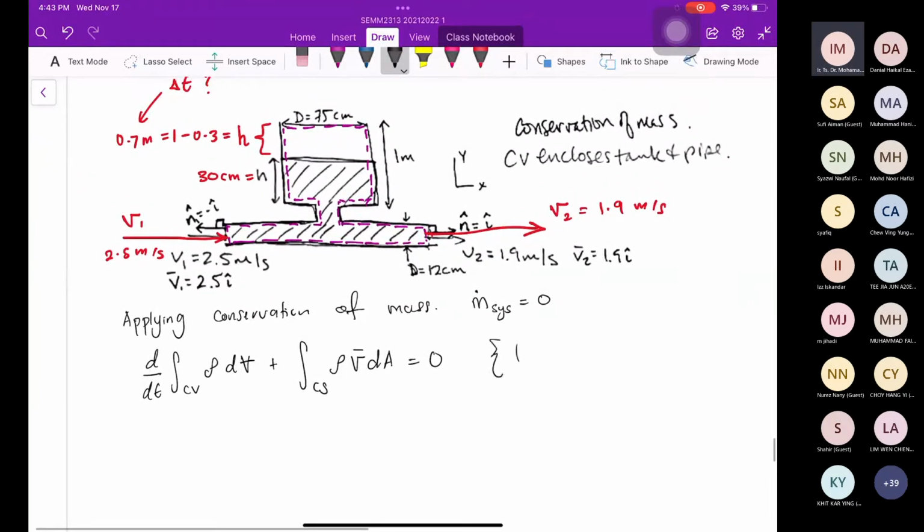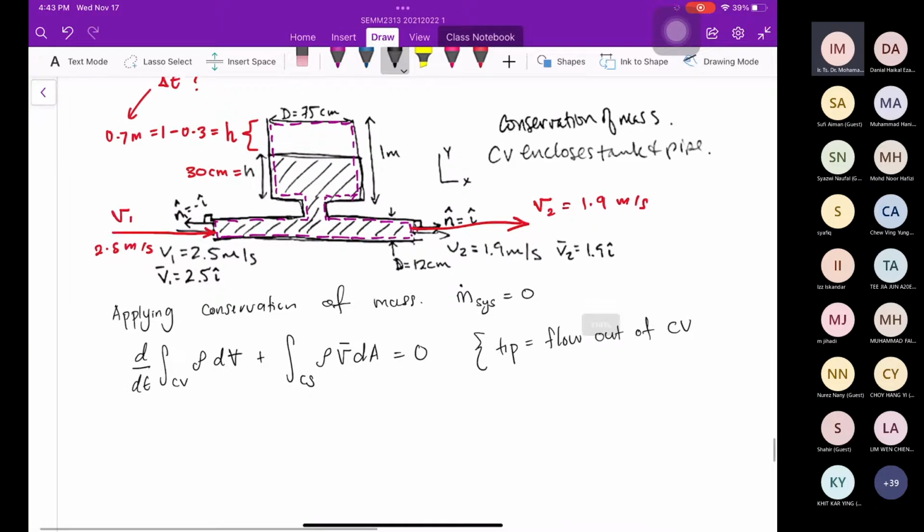Just this is the tips. Flow out of control volume is positive.